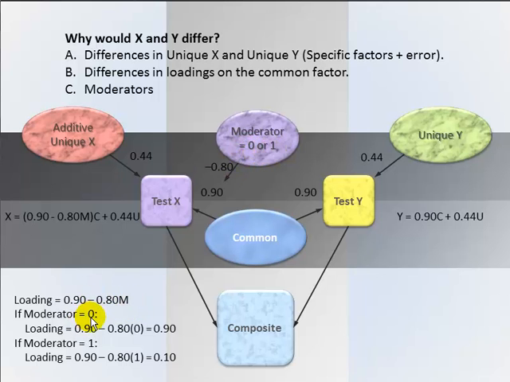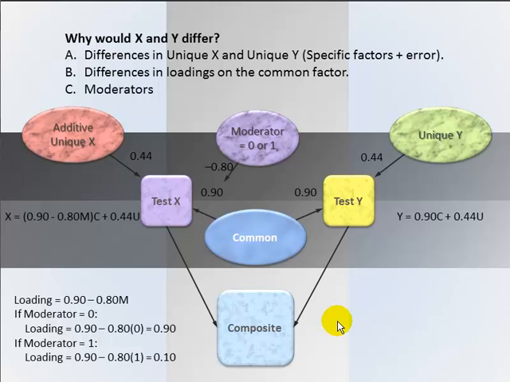So if the moderator equals 0, then the loading is 0.9 minus 0.8 times 0. Multiplying by 0 gives 0, so it's just going to yield 0.9. However, if the moderator is present, then we're going to get 0.9 minus 0.8 times 1, which is going to be negative 0.8, and 0.9, which gives us 0.1. That is, the relationship between the common factor and X is dramatically reduced if the moderator variable is present. If it's absent, then the test performs as it's intended to. If this moderator is present, then the relationship between the common factor and the test is essentially severed. That is, they're barely correlated at all. Now, I've been speaking abstractly. Let's give some examples to flesh this out.